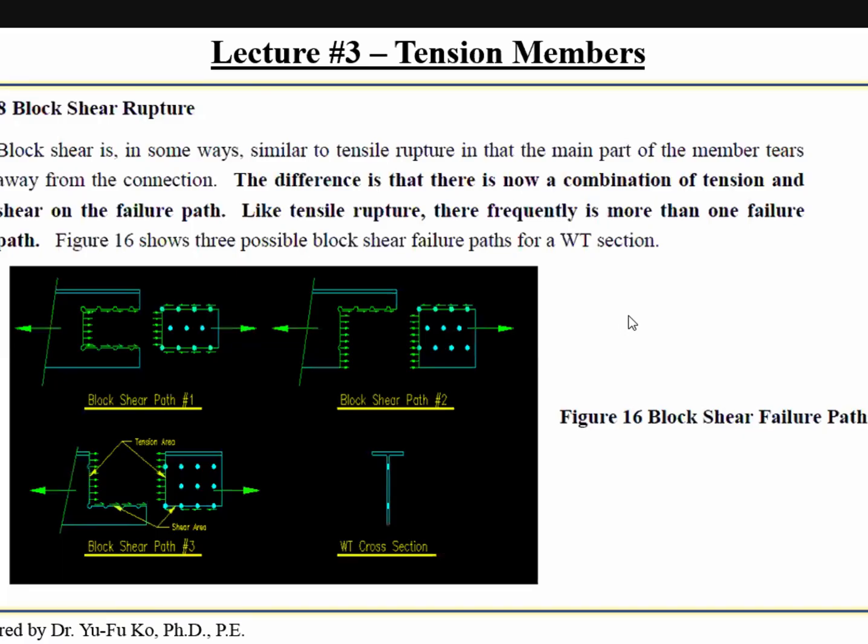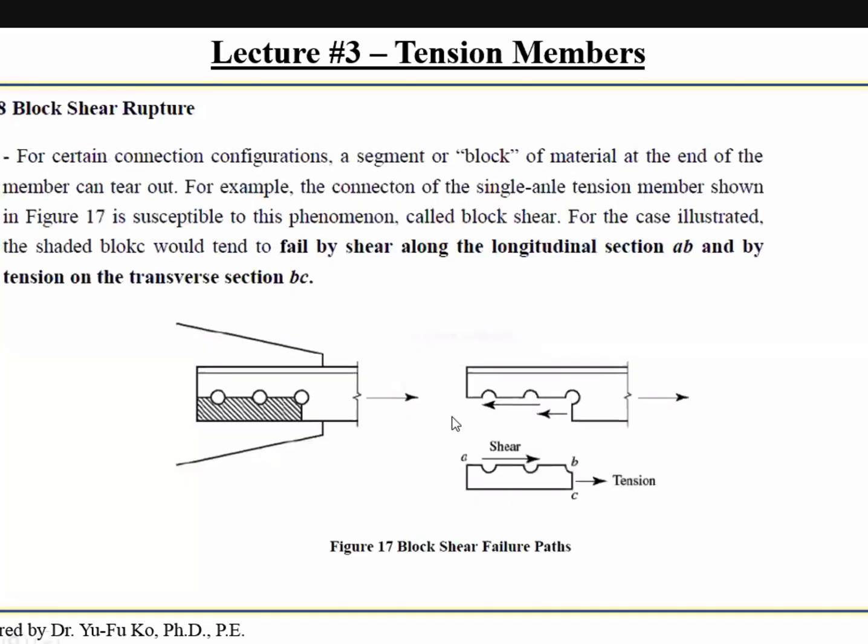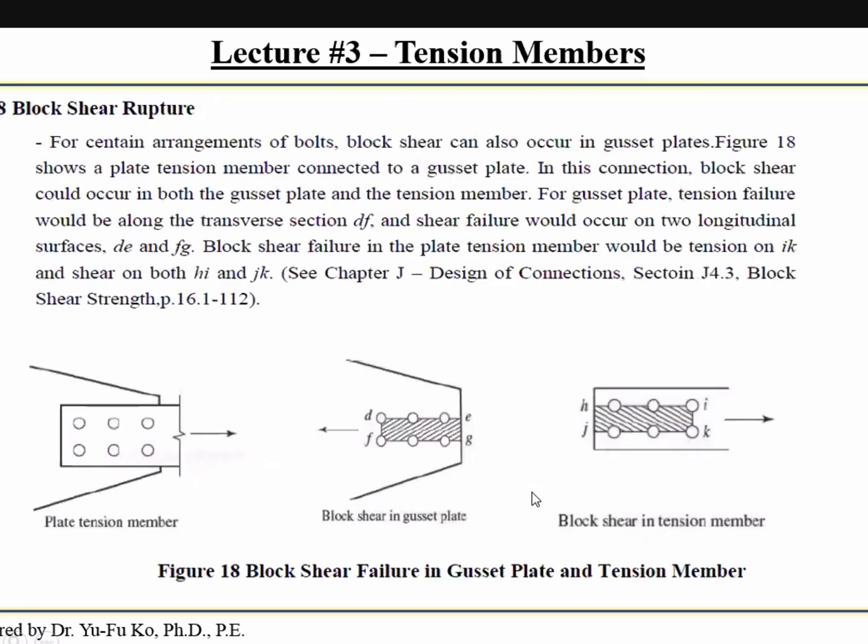All right, let's continue our class from last week. Last week we talked about block shear fracture. Then we talked about the tension member connected to a gusset plate. You might have a block shear failure with the shear surfaces in AB, and BC is the tension failure surface.